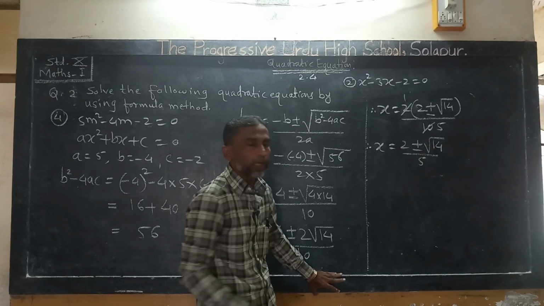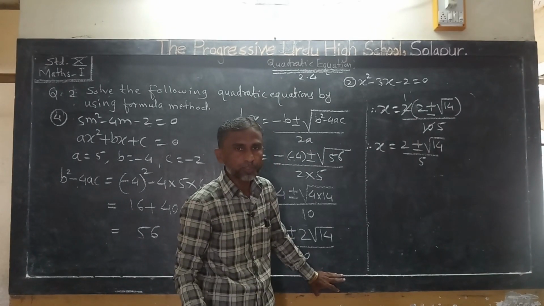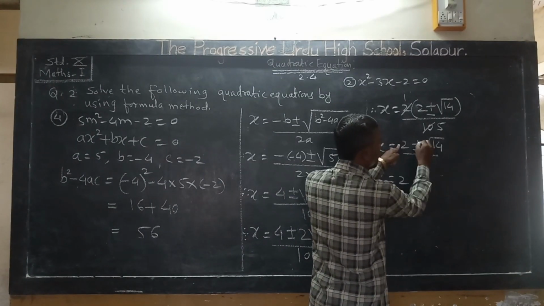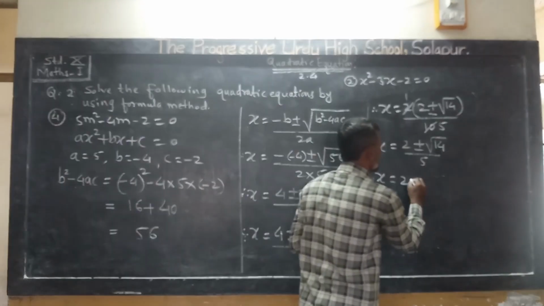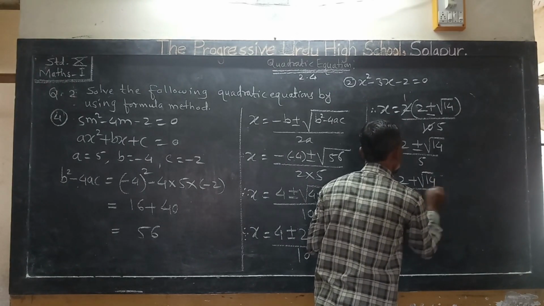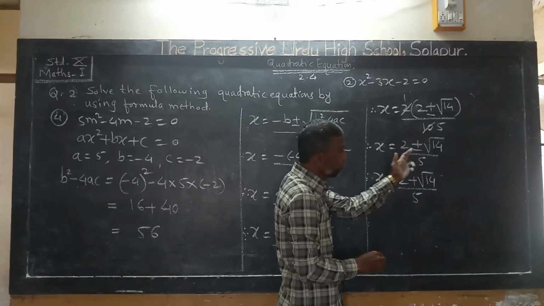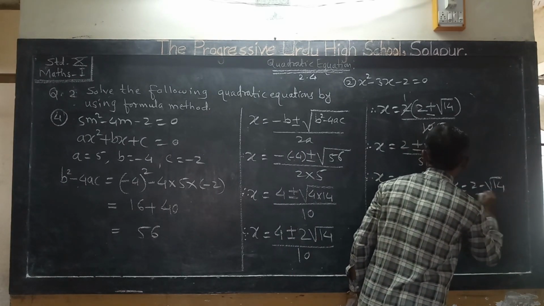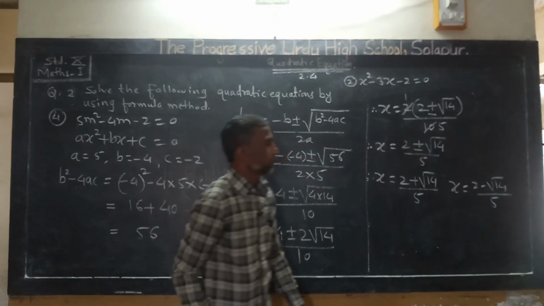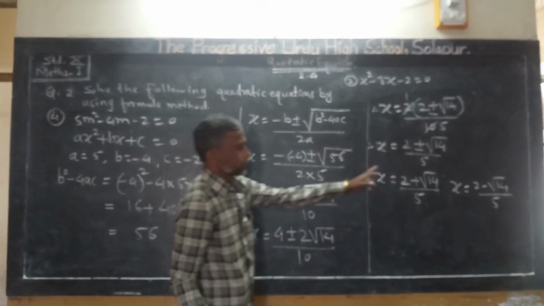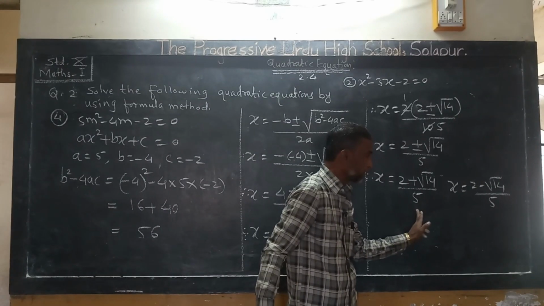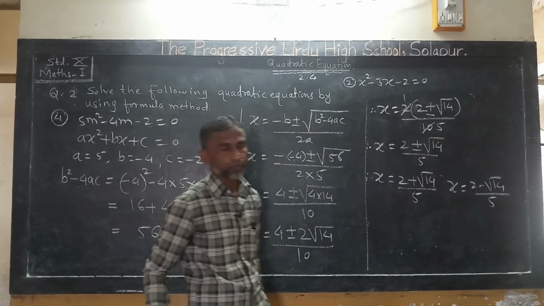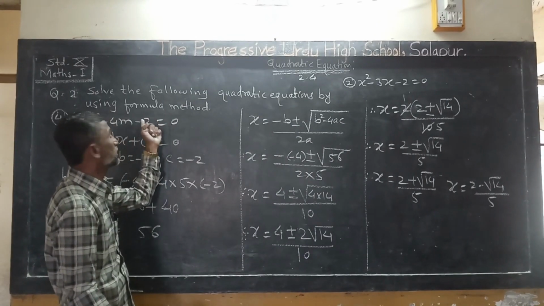Now write these two values separately, you will get the solutions of the given equation. Therefore x is equal to 2 plus root 14 upon 5, and second is 2 minus root 14 upon 5. Write the answer: x is equal to 2 plus root 14 upon 5 and x is equal to 2 minus root 14 upon 5 are the solutions of this quadratic equation.